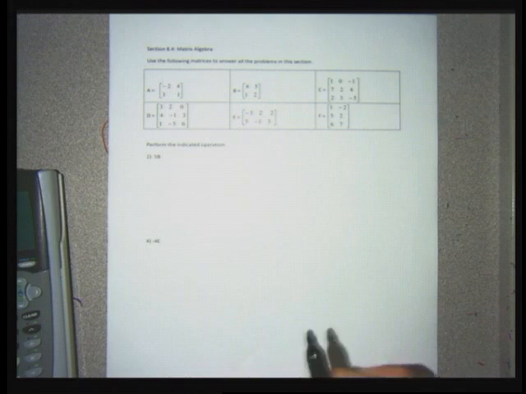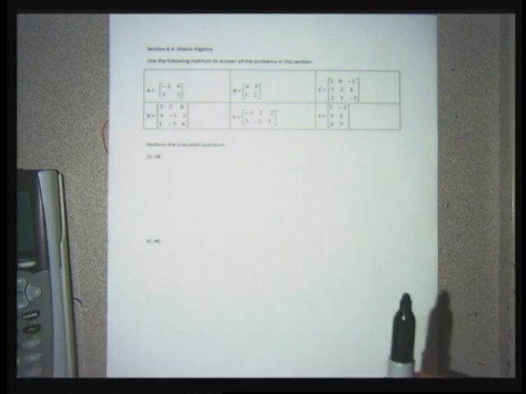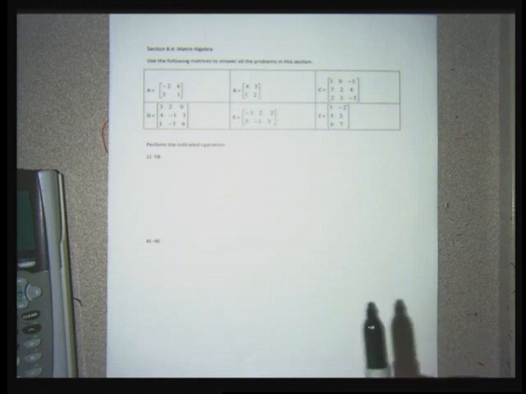Okay, so this is 8-4. I think this is going to be the friendliest section in Chapter 8. And we're going to do operations with matrices. Specifically, we're going to add, subtract, and multiply matrices and do something else called scalar multiplication. So in this section, for what it's worth, we're going to do matrix arithmetic or matrix algebra.